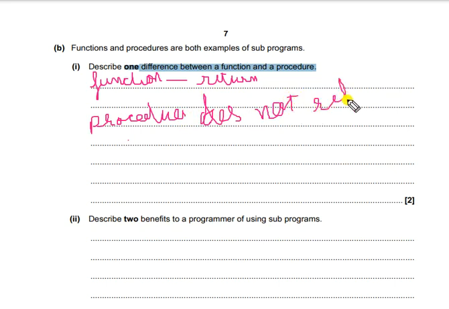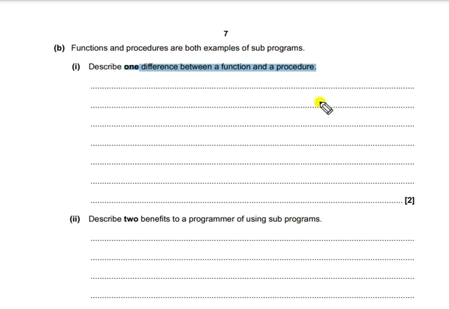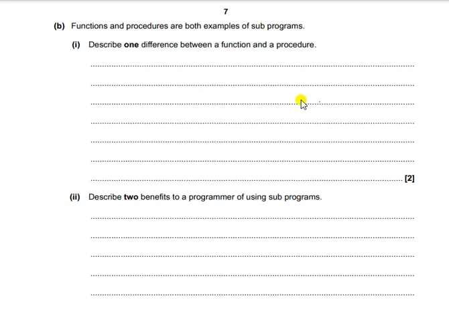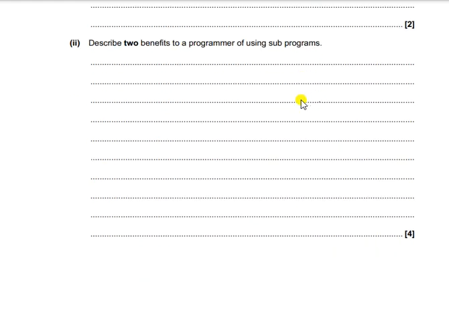So this is the correct answer for this particular question. Now let us look at the next part. In the next part, they are asking: describe 2 benefits to a programmer of using a subprogram. Now this question is for 4 marks, so accordingly you have to write the bullet points.